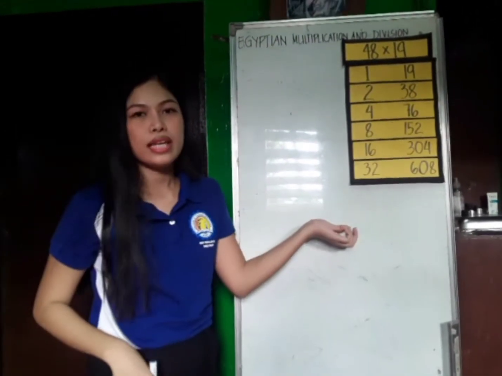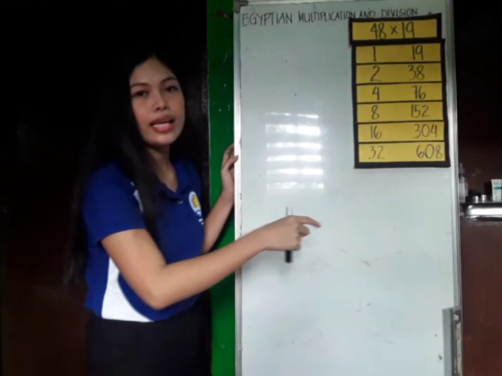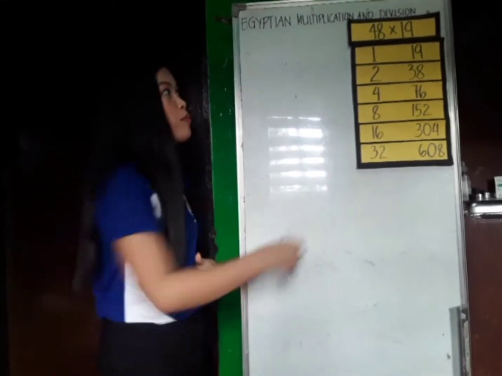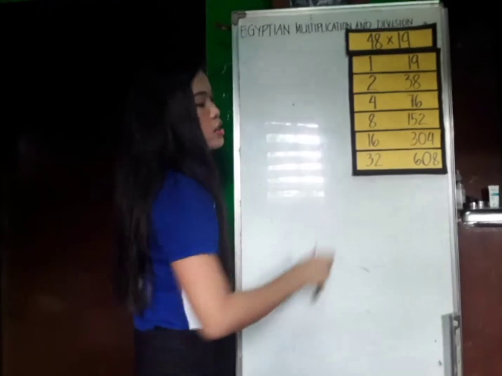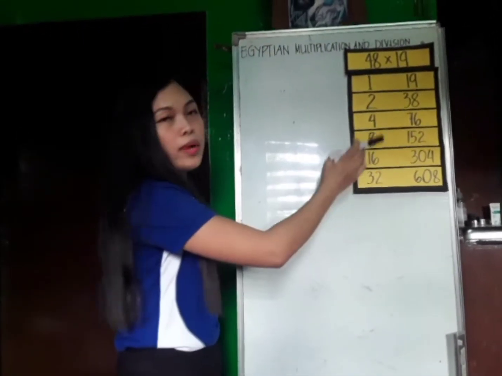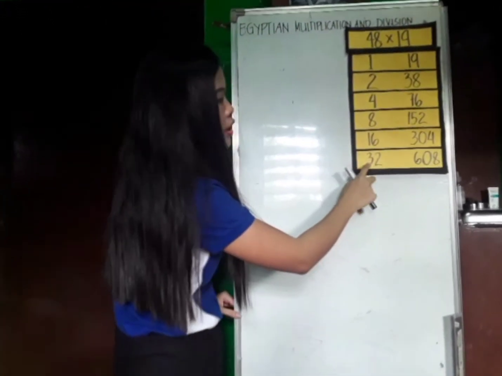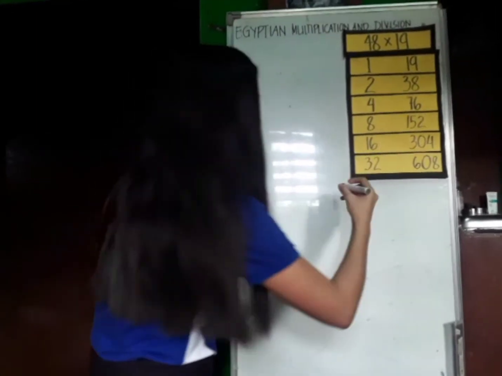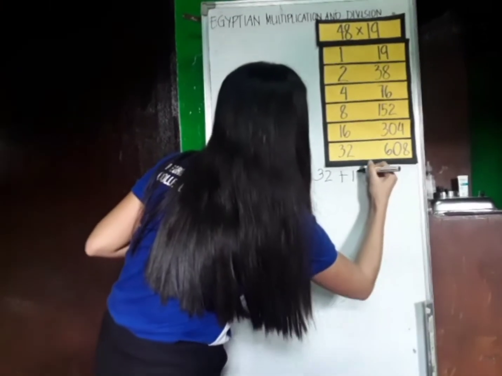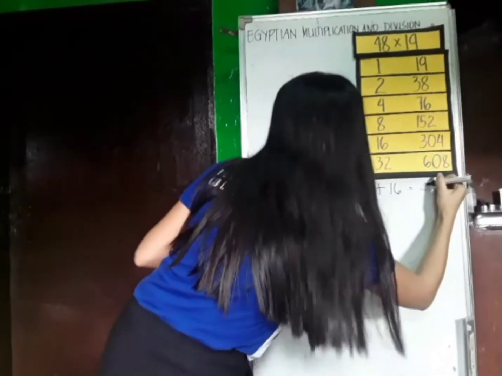So we need to stop here. Why? Because if we double 32, the sum will be 64, and 64 is much bigger compared to 48. So what should we do? Here, we need to look for numbers that will add up to 48. So the numbers will be 32 and 16. Why? Because 32 plus 16 is 48.